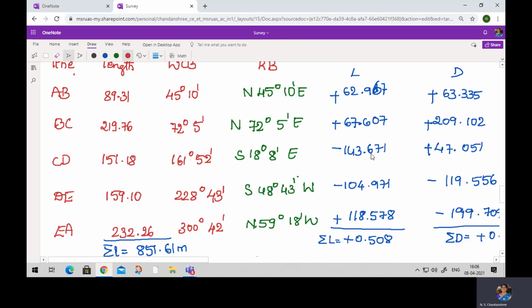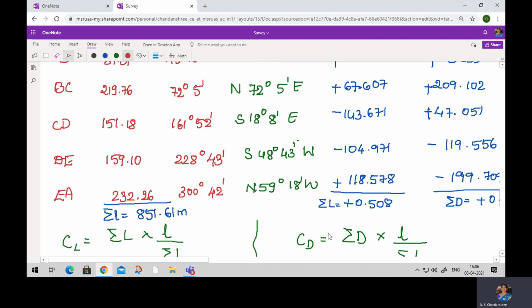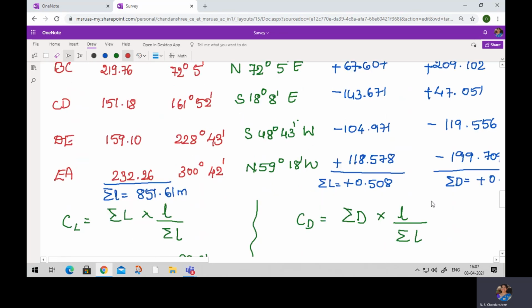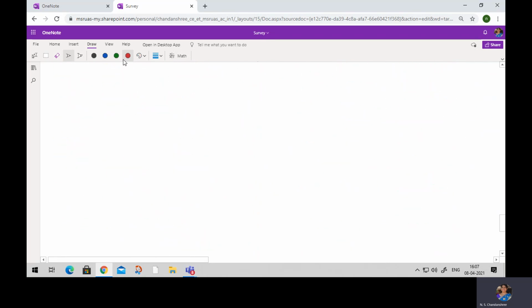67.607 plus 143.671 plus 104.971 plus 118.578. So like this we have to go on adding. Once we add, we will get the arithmetic sum. Once the arithmetic sum is obtained for both latitude and departure, the correction can be applied using the following formula. So we'll solve one more problem using the transit rule.